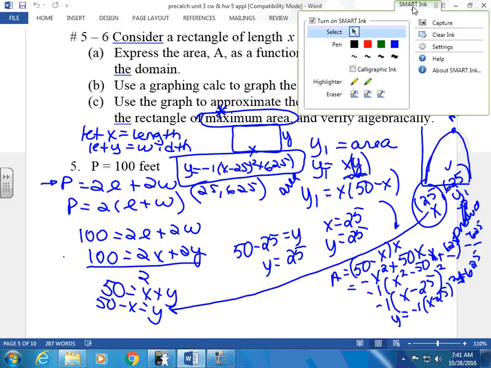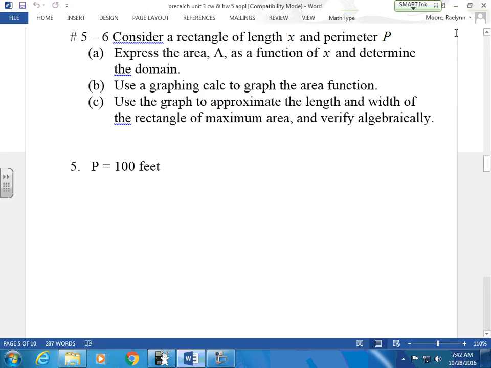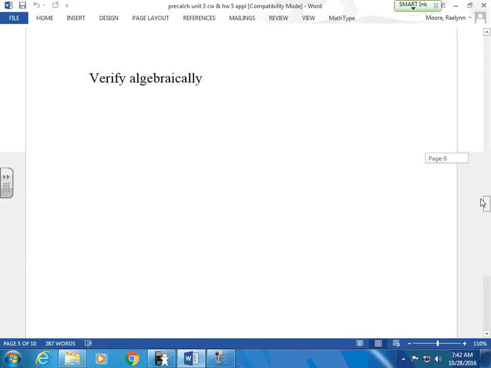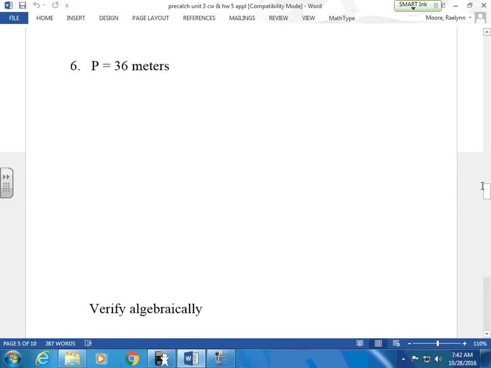I think the next one is a minimize. Nope. The next one is the same thing, isn't it? Same thing for the perimeter of 36, not a minimize. All right, I'm going to leave that one for you guys to do. I'm going to leave you number 6 to do. It's the same exact problem. As a matter of fact, why don't you guys try it now?